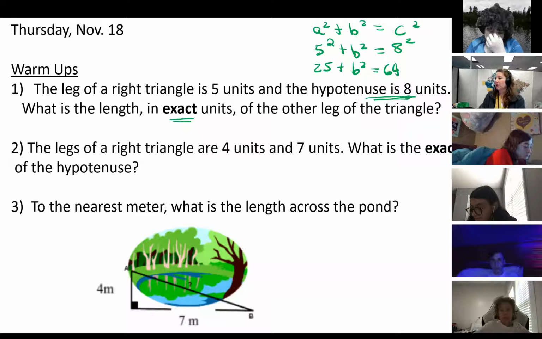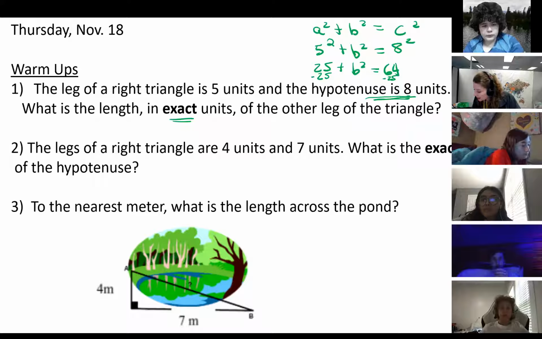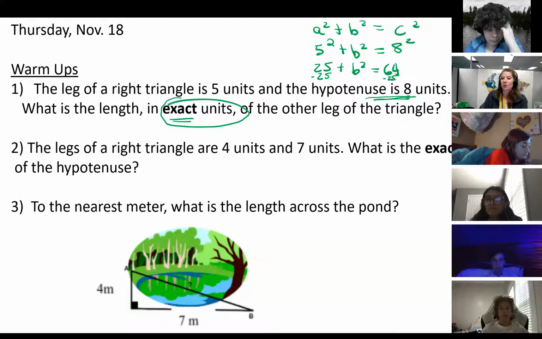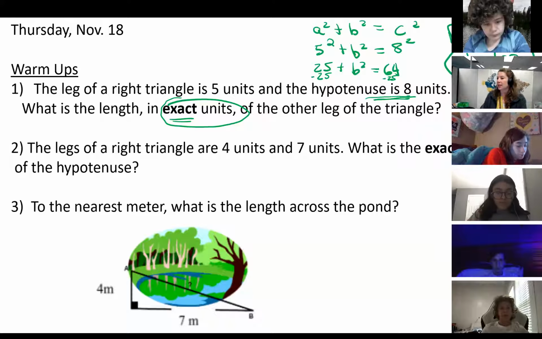How do we get B by itself? We subtract. Very good. So we're going to subtract 25 from both sides. So I'm going to write B squared is equal to 64 minus 25, which is 39. Is 39 a perfect square? It is not. So since it asks for an exact answer, we're going to leave it in radical form. So the answer is the square root of 39. Okay, square root of 39.